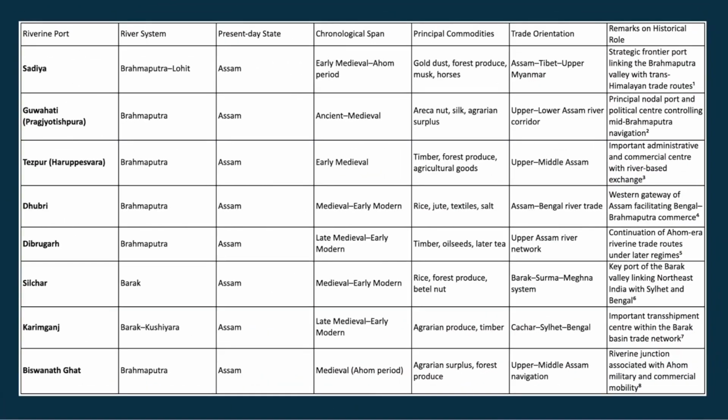So this is another table which gives you a brief understanding about the various riverine ports which existed, including Hodia, Guwahati, Tejpur, Dhuburi, Dibrugarh, Silchar, Karimganj, and the Vishwanath Ghat. So this again speaks about the river system which existed in these ports, the present day location, as well as their chronological time period, the principal commodities that were being traded, the trade orientation, and their historical references and important remarks. So this is an interesting and important table when it comes to understanding the span of trade which existed across temporal and spatial contexts.